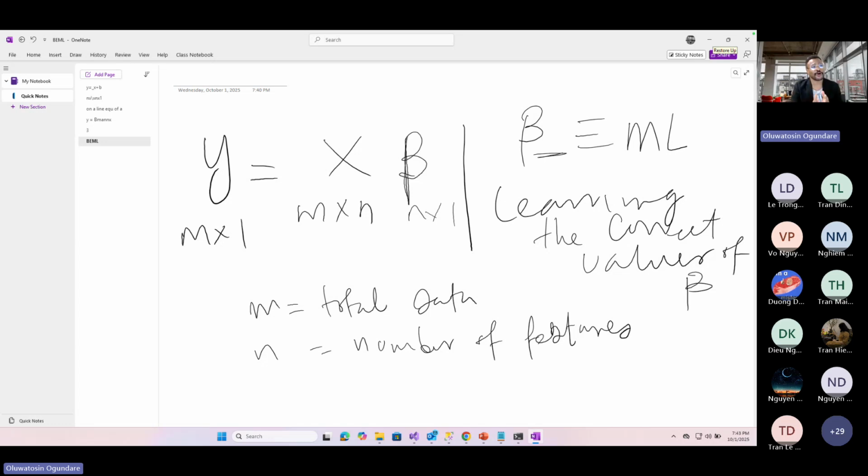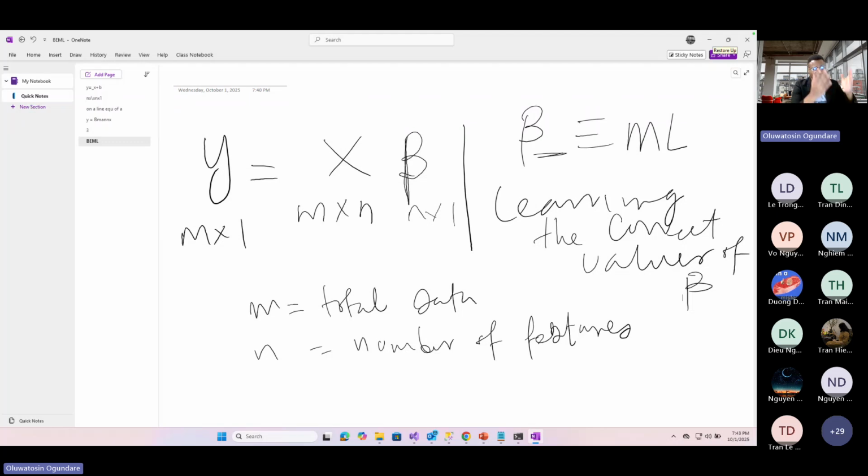It's important that you know what you're really doing, because nowadays the code is very simple and all of you can do it. But what are you really doing? When someone asks you, what are you doing? You should know what you're doing. You're trying to calculate from the data the correct values of beta.